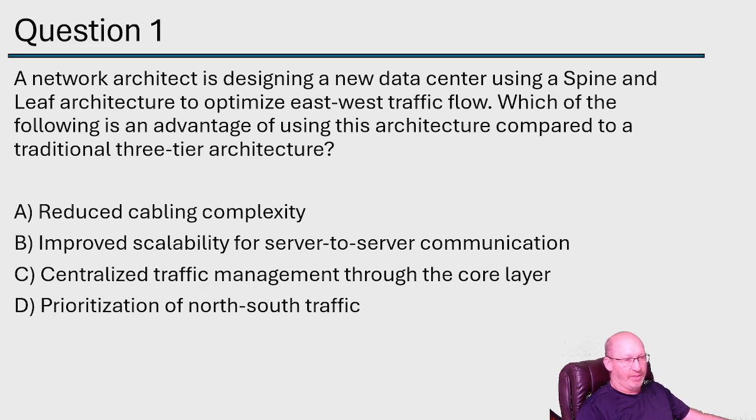So that doesn't really make sense. C, centralized traffic management through the core layer. Well, we just described what a 3-tier layer was, and the core layer is one of those tiers. So not really what we're looking for.